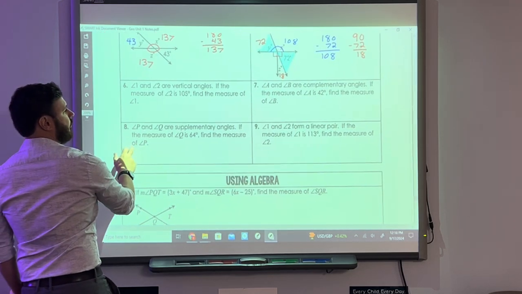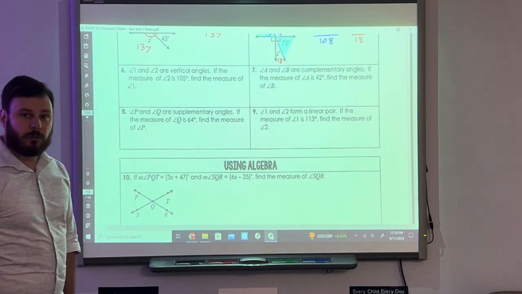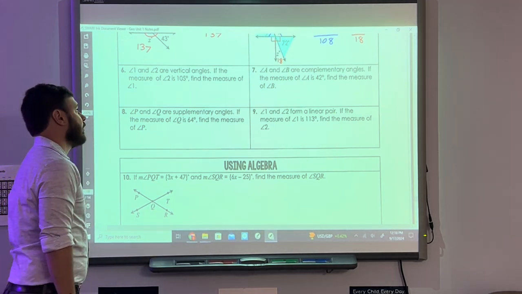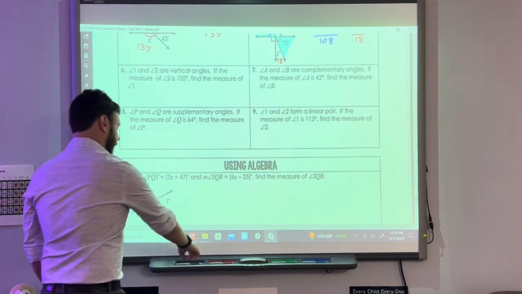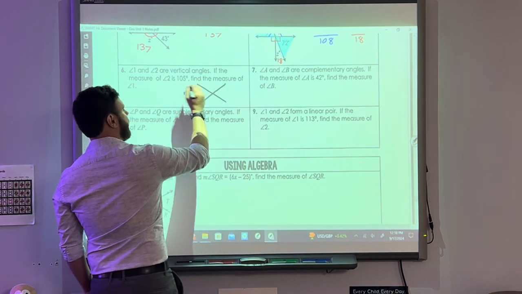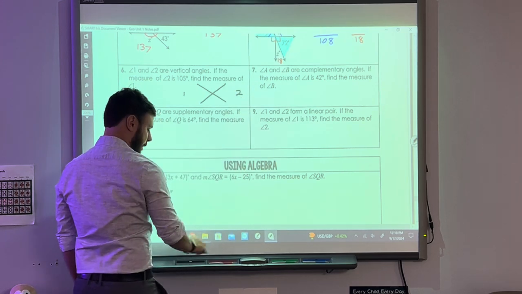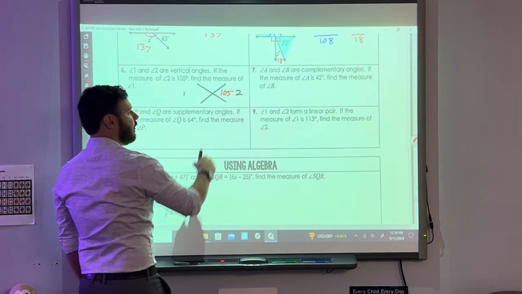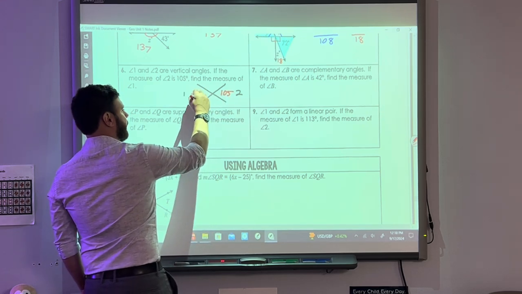All right, word problems. If 1 and 2 are vertical angles, the measure of 2 is 105. What's the measure of 1? Well, we could draw a picture if we need to. Here's an example of vertical angles. I'll call this angle 1, this angle 2. And it said 2 was 105. Well, we know that vertical angles will be the same.